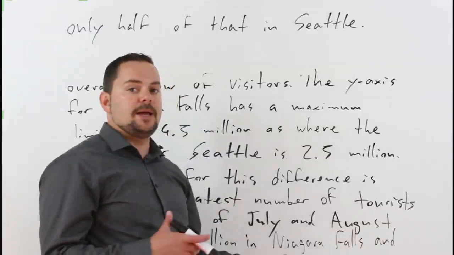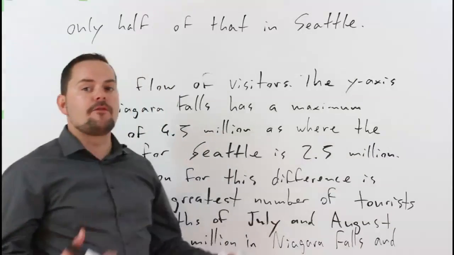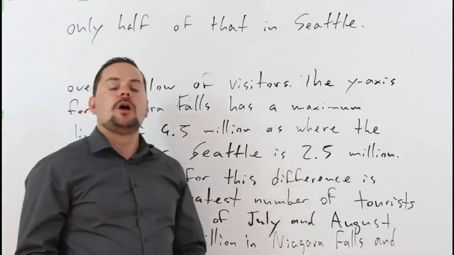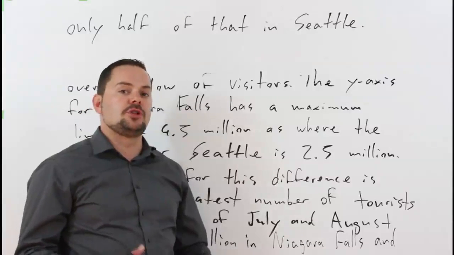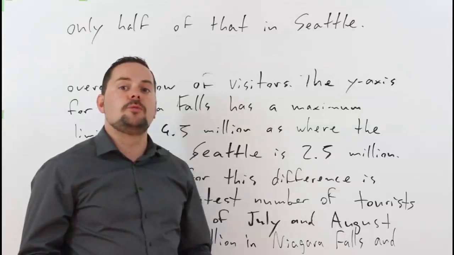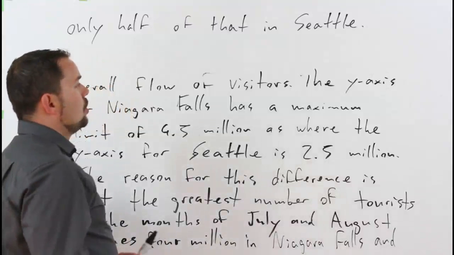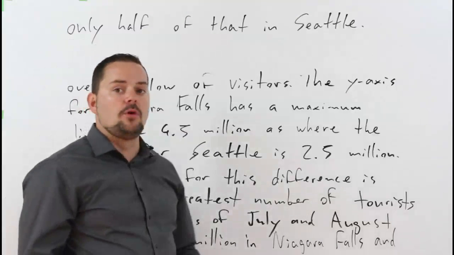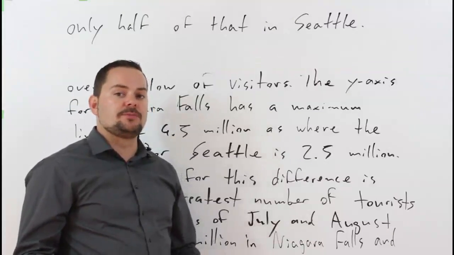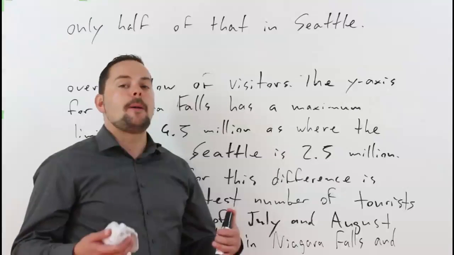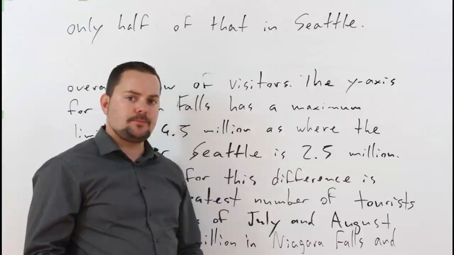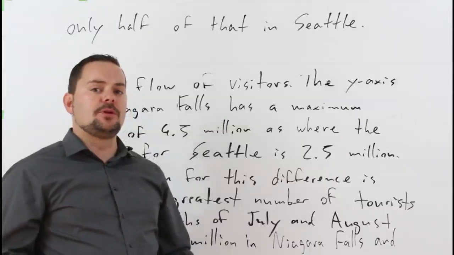Now, not only did I compare the difference in the overall flow of visitors, but I was also able to indicate the months of July and August as having the highest number of visitors in both of these cities at 4 and 2 million. All right, so I'm continuing on from here with my second point, which is to state that mostly both of these bar graphs show a similar pattern. So pay close attention to the information that is similar between the two.